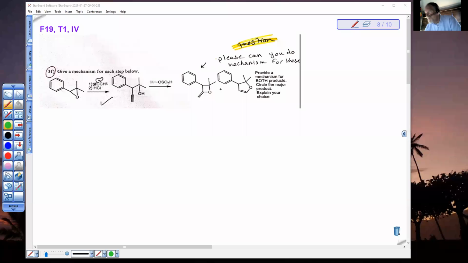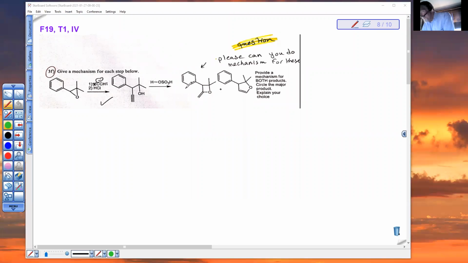We have a question for Fall 19 Test 1 Part 4 mechanism. The student wanted us to do this last part. The question is, what's going on? Is the O disappearing? No, the O attached to the carbon with two methyls is still an O attached to the carbon with two methyls in both products. So please don't protonate the O. The reason we protonate oxygen is to make it go away, make it a leaving group. Don't do it.